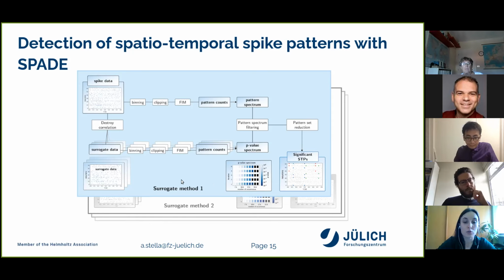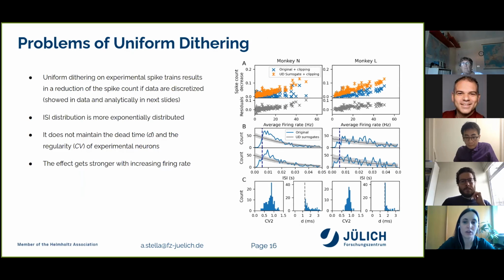So why did we decide to do this? The classical technique, the uniform dithering that I was explaining to you before, already gives some problems when applied to experimental data. Basically, we saw that the application of uniform dithering, again, the temporal displacement of each single spike locally, applied on experimental spike trains, if the data are discretized, which is often done, leads to a reduction in the spike count. Not only this, which is already quite troublesome for statistics in general, but also that many of the intrinsic characteristics of the original spike train are disrupted. For instance, the interspike interval becomes more exponentially distributed. The dead time is not preserved. The regularity of the experimental neuron is not preserved.